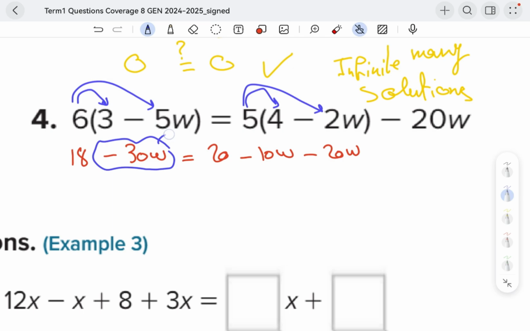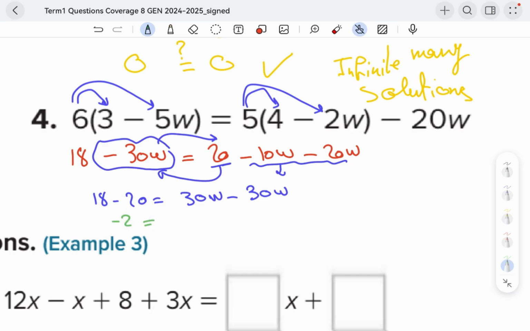Move the variable to the right side and the constant to the other side. We're going to have 18 minus 20 equals 30W minus 10W minus 20W. This is equal to 30W, so we're going to have a negative 30W. Simplify. 18 minus 20 is negative 2 equals 0. Is this a true statement? No, this is a false statement, so we have no solution.